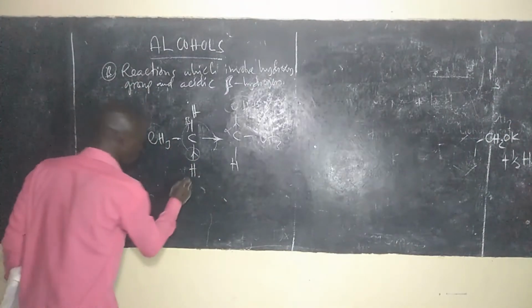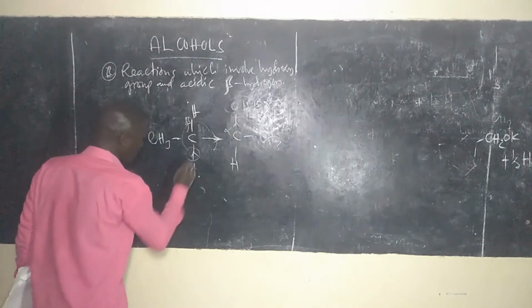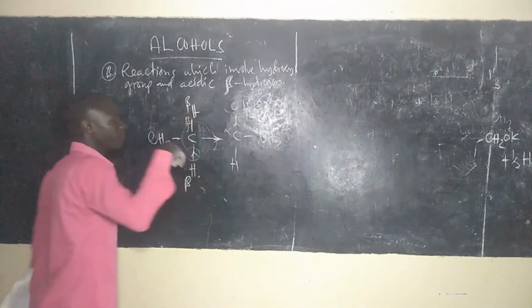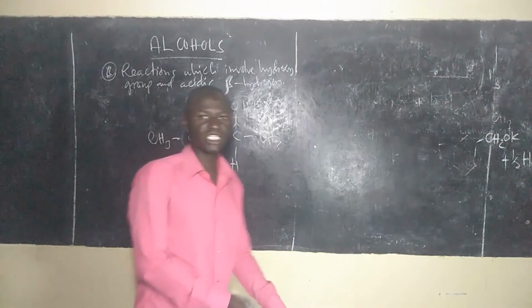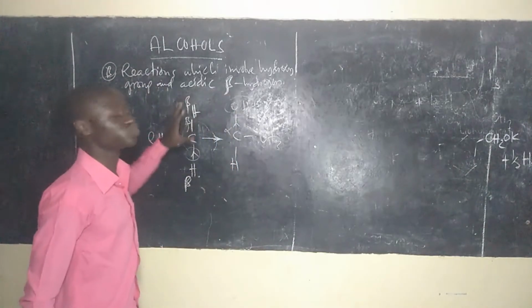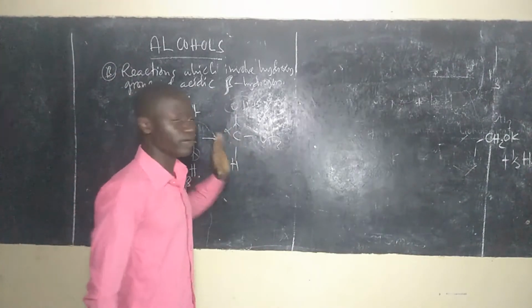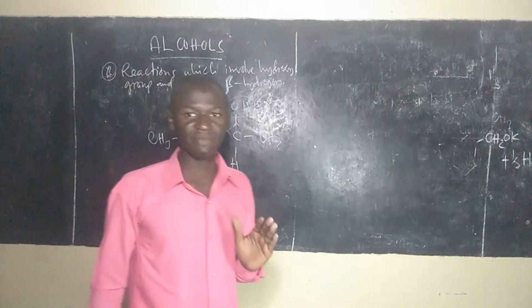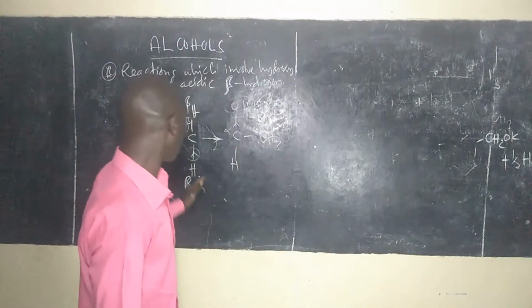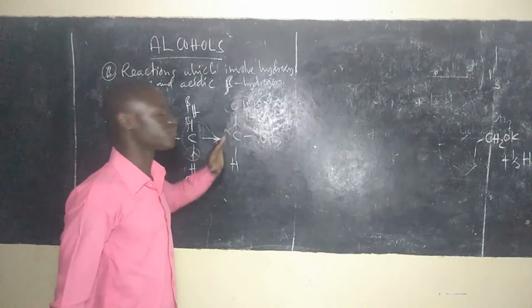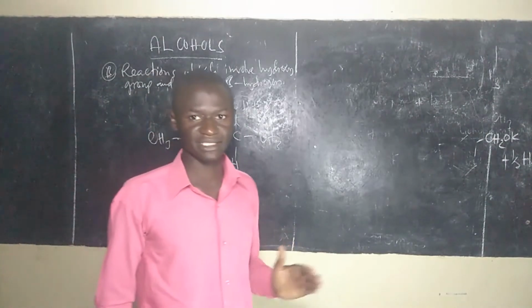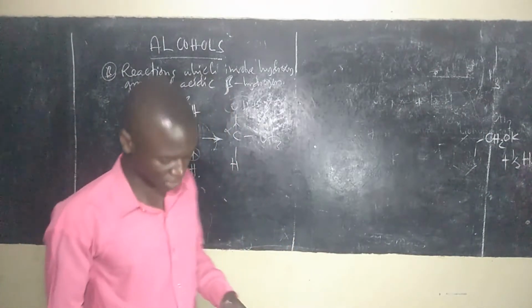So this is what we call as acidic beta hydrogen, and this is also acidic beta hydrogen. So it's easier to break this bond or this bond and to take the hydrogen. And most of these reactions, they are the eliminations reaction, which take the hydrogen here and hydroxyl from there, forming alkenes. Most of these reactions.